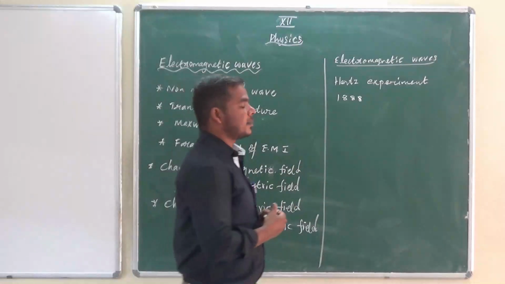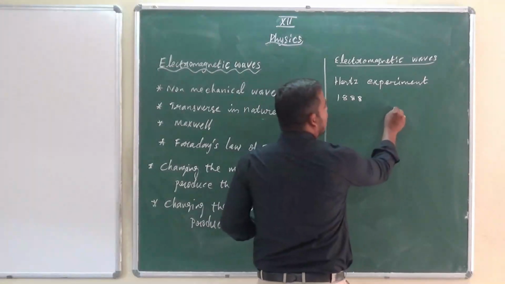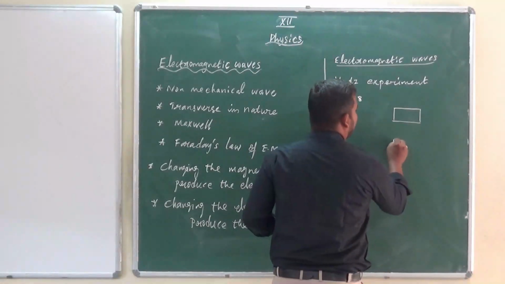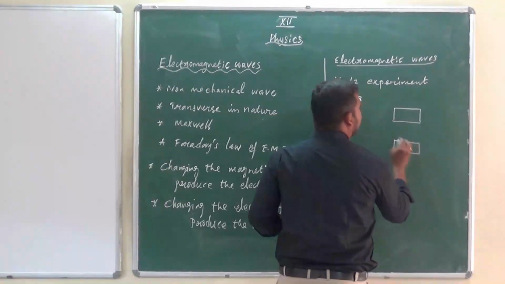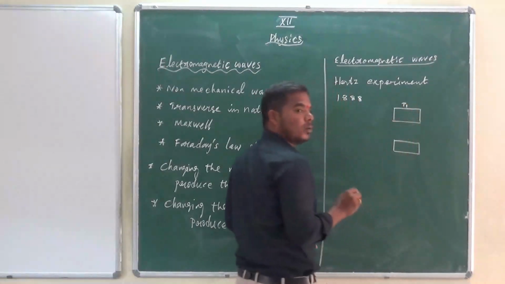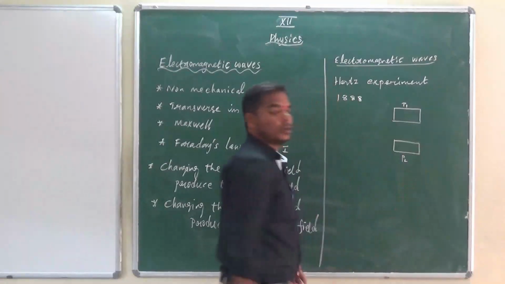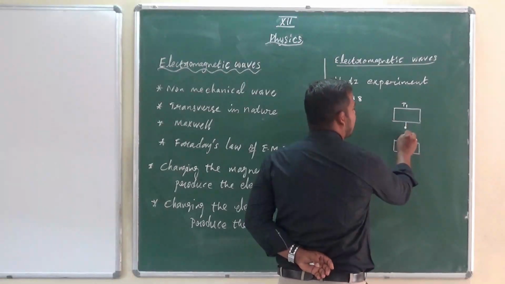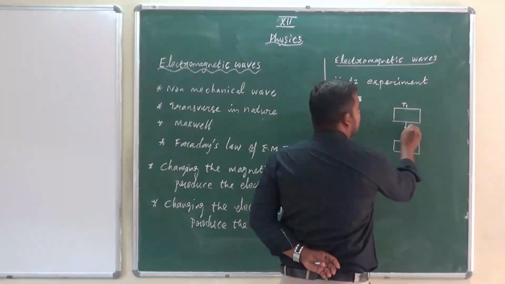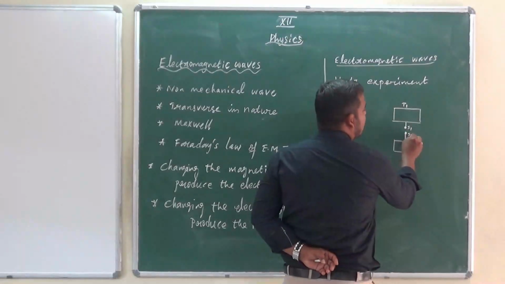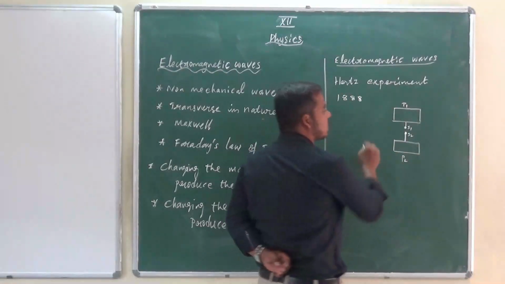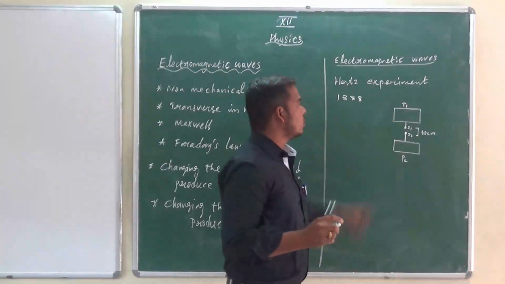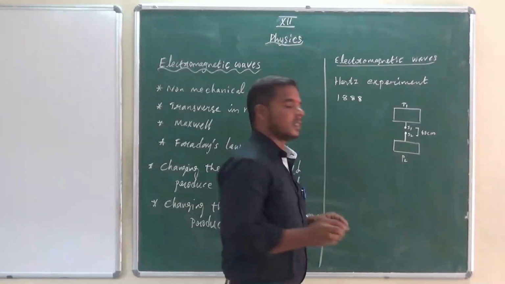The experimental setup is here. He takes two metal sheets separated by a small distance. Plate 1 is P1 and plate 2 is P2. The two plates are attached to two small polished spheres, S1 and S2. The spheres are separated by a distance of 60 cm. The two metal plates act as a capacitor.